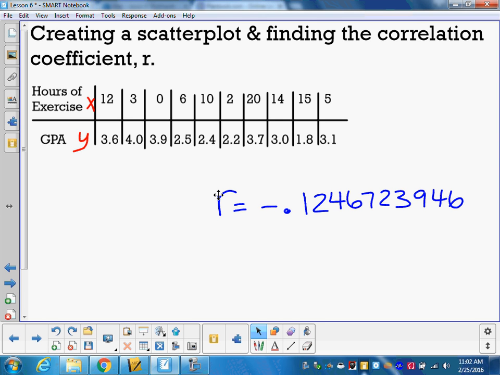If you missed entering a data point, so an X value or a Y value, and one of your lists has 9 numbers, the other one has 10, it's not going to be able to do this. It's going to tell you something's wrong. It's going to give you an error.